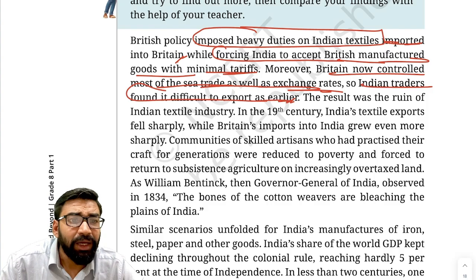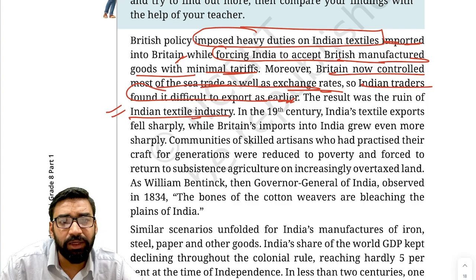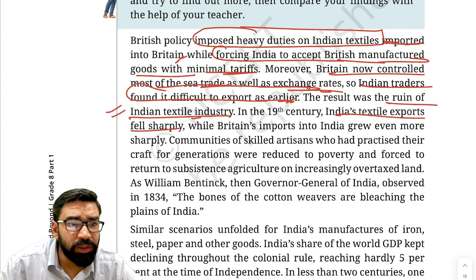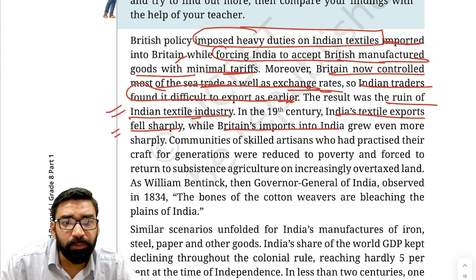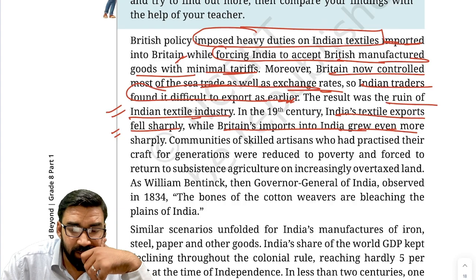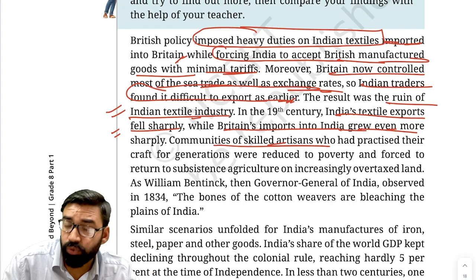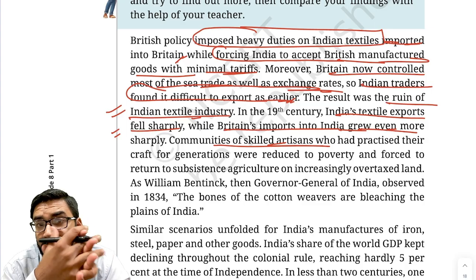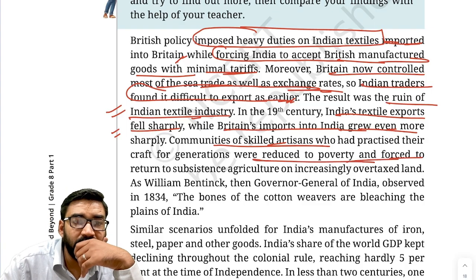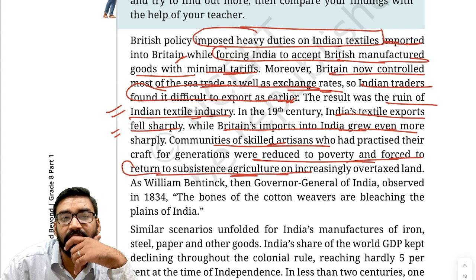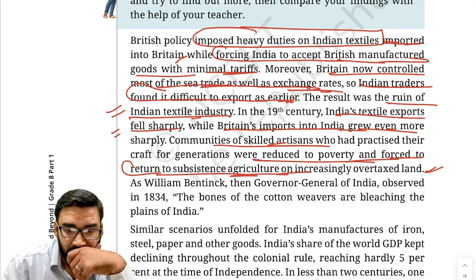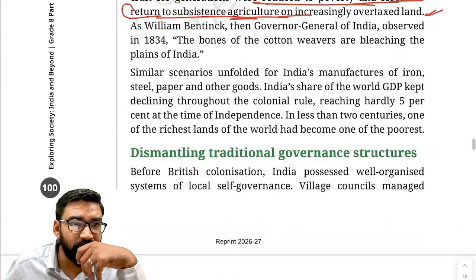So what will happen? Indian textile industry will start declining. Ruin of Indian textile industry. Clear? Then Indian textile exports also fell sharply. Britain's imports into India started increasing. Clear? Now skilled artisan communities who used to be employed in indigenous industries, these skilled artisans, clear, were reduced to poverty and were forced to return to subsistence agriculture. They started practicing agriculture on overtaxed land. Fine. This is something which is very important that we need to understand.